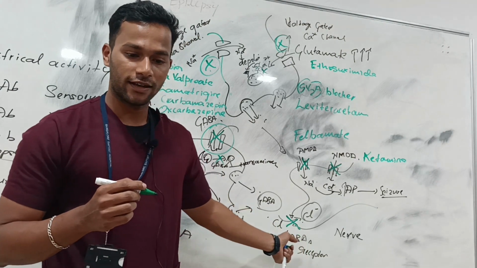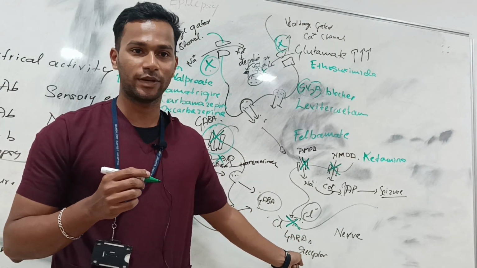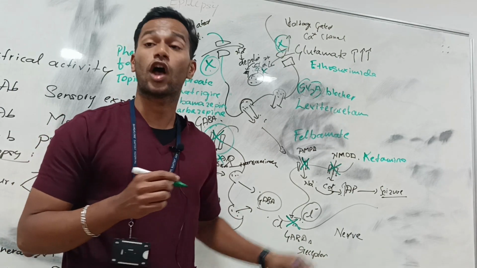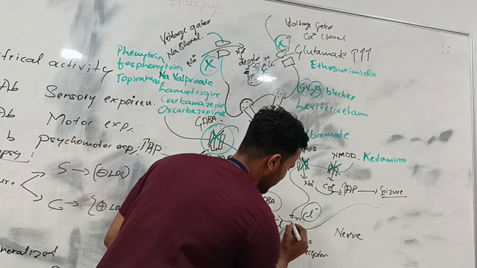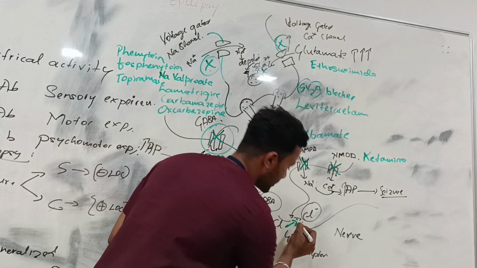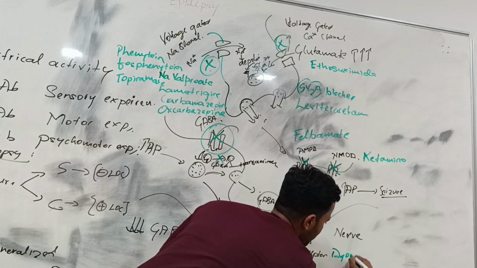Benzodiazepines and barbiturates come as GABA A receptor agonists. Sorry, I said inhibitors or blockers, but this is agonist. Okay, GABA receptor agonist.